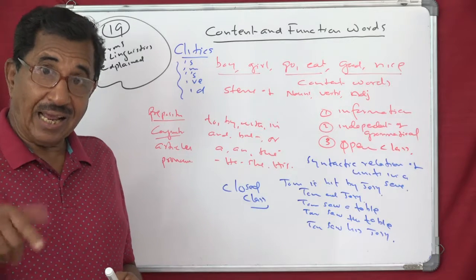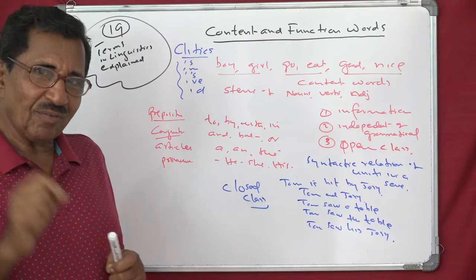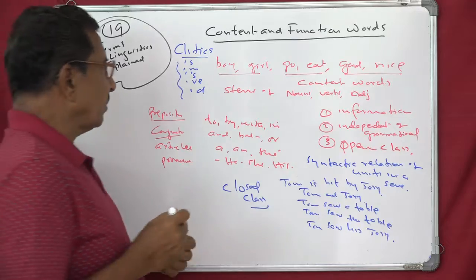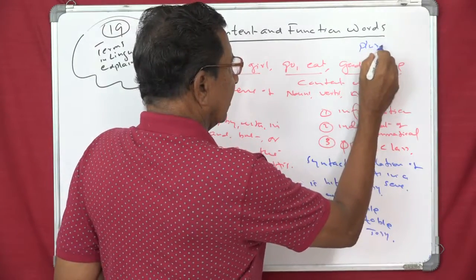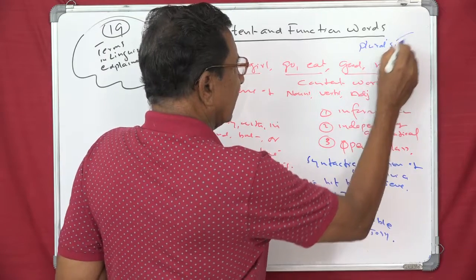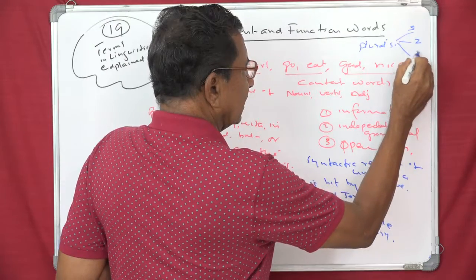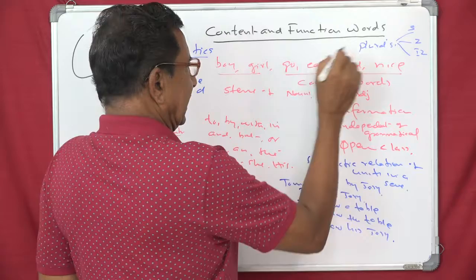Then you remember another class of words, not a class of words you can say, one or two. For example, you have the plural S. Plural S has three pronunciations. Do you remember? S, then Z, and IZ. Past tense, past participle, D, ED.